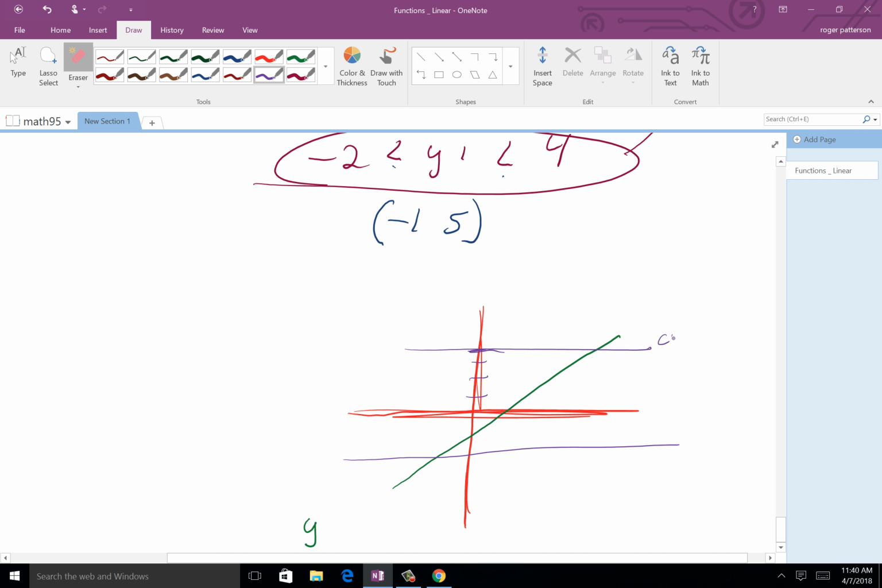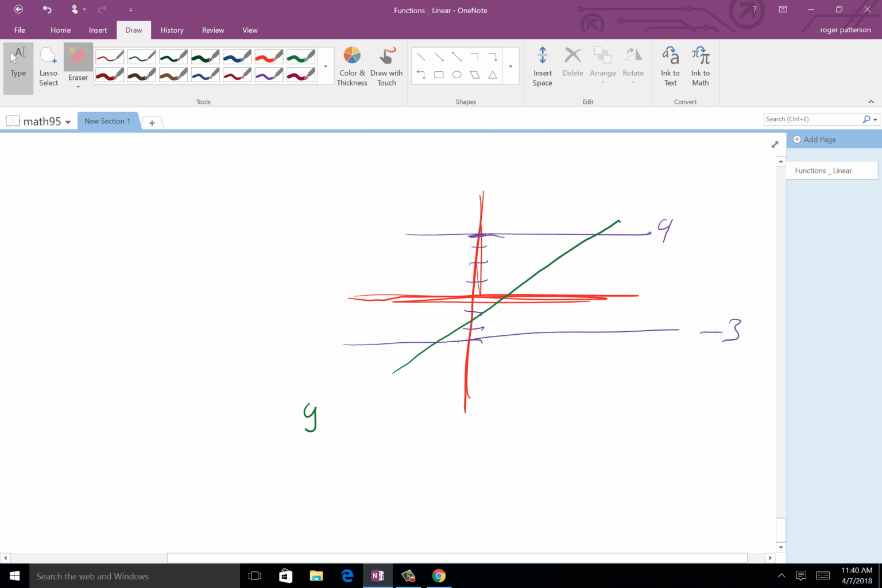All right. So I'm interested in here, and here. I want to know what that is on the x-axis, so I'm going to drop that down. Drop that down to here. 1, 2, 3, 4, 5, 6, we'll call it. Drop this onto here. 1, 2, that's negative 2. Okay, so there's my point.